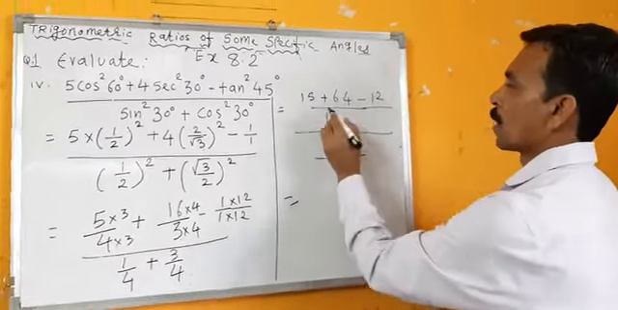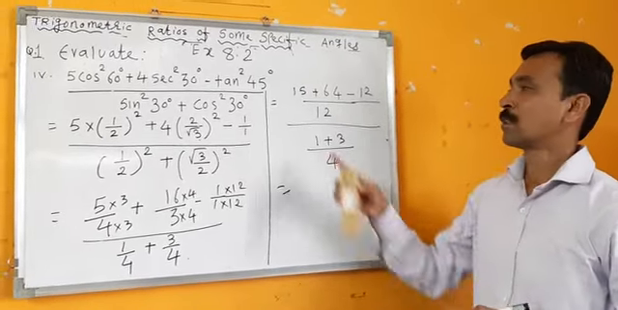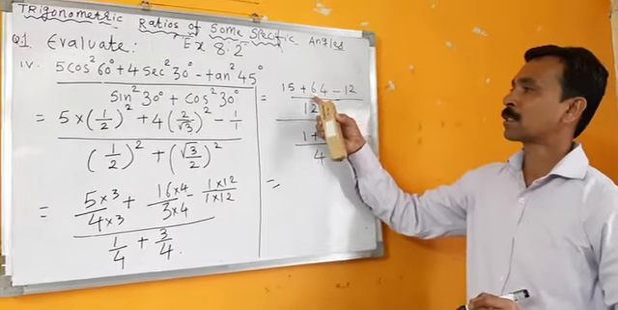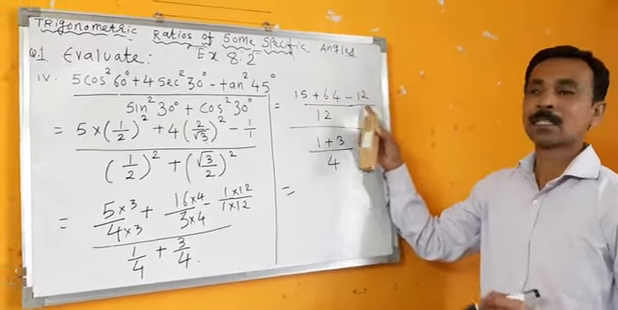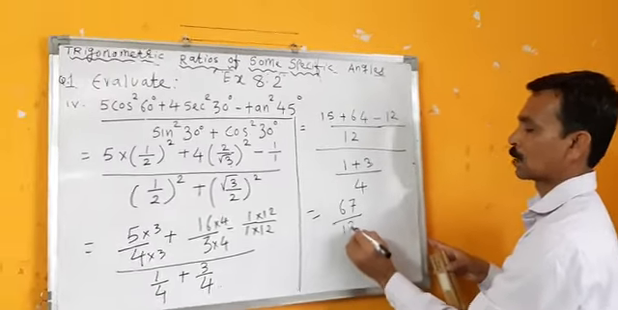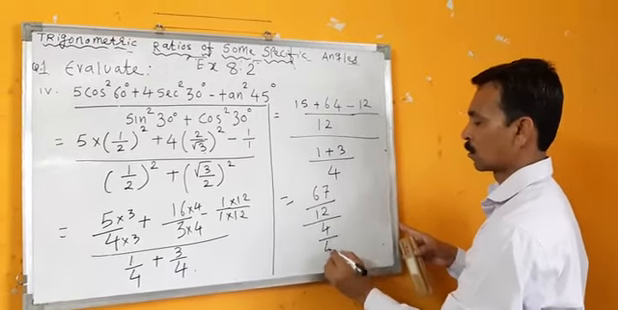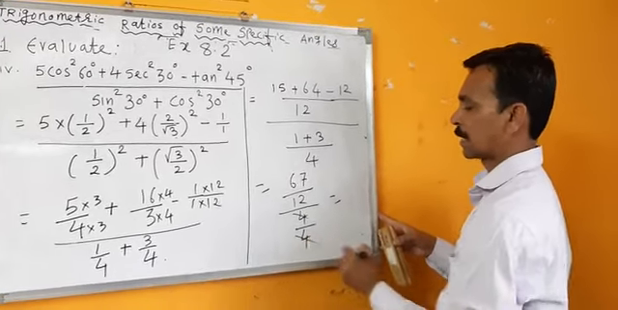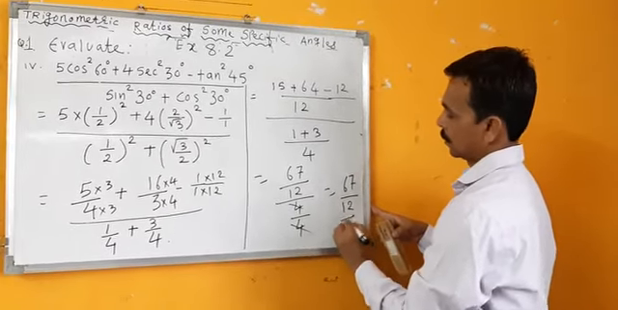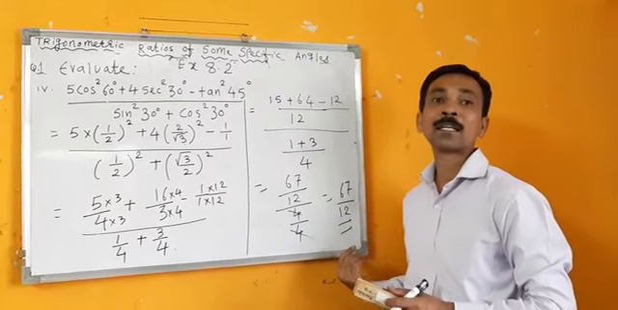It is equal to 15 plus 64, 79. 79 minus 12, 67, upon 12. Upon, what is 3 plus 1? 4, upon 4. 4 4 gets cancelled. What is the answer? 67 upon 12. So this way we have to solve this sum to get the correct answer.